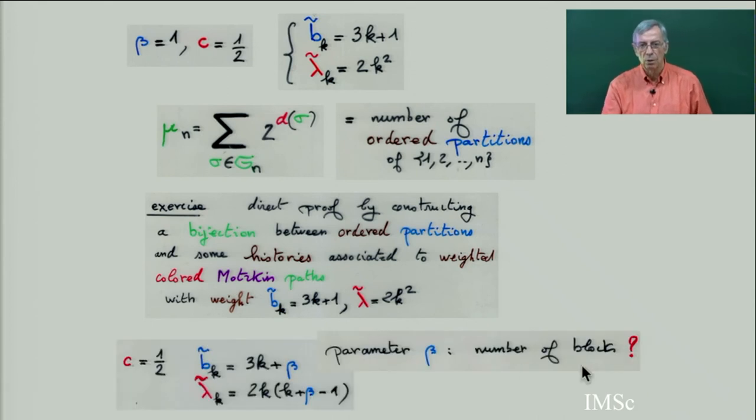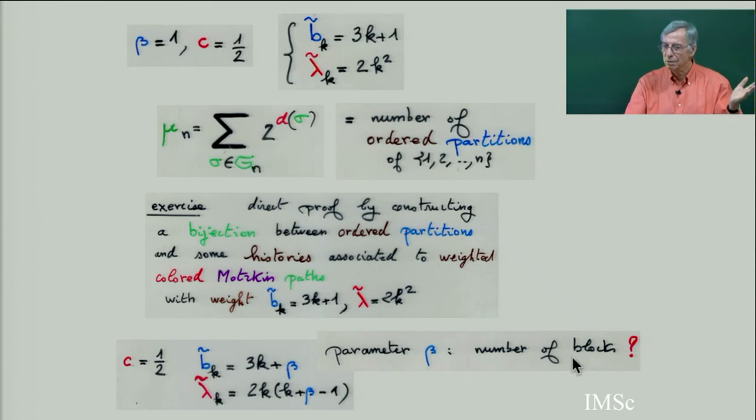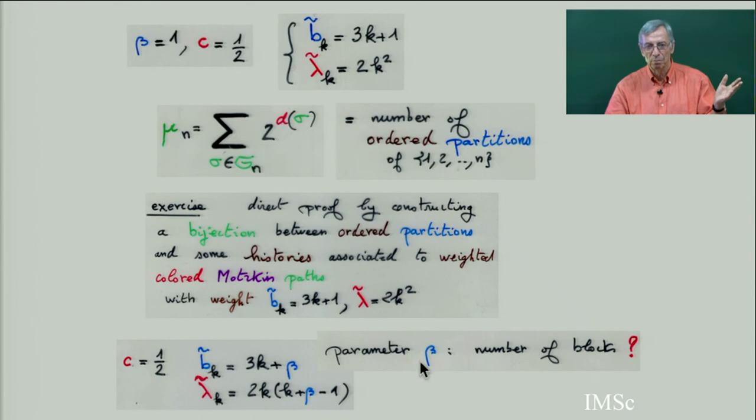And what is the beta? Now the beta is here, and again, the question: is it the number of blocks of the partition? If you look at the other exercise, what is the beta in the totally ordered partition?